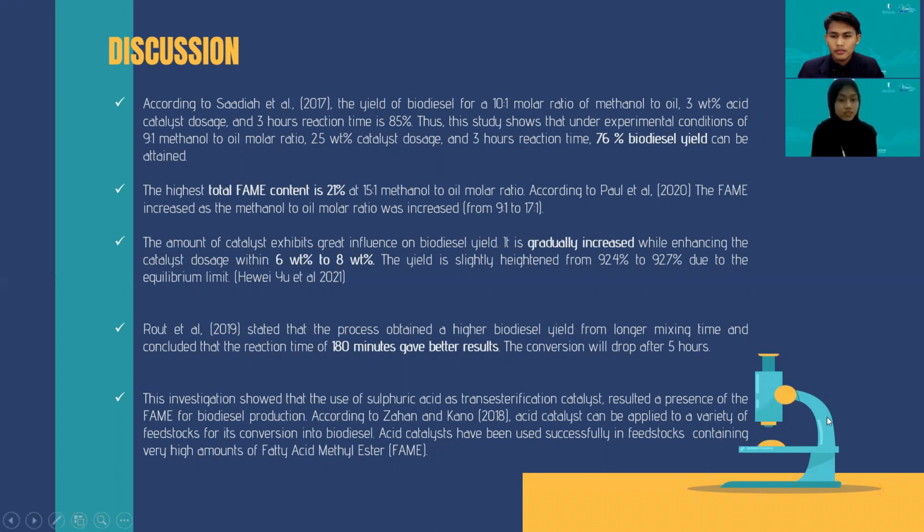Lastly, this impacts the transesterification, which resulted in the presence of fatty acid production. According to Zahan and Hano, 2018, this can be applied to a variety of feedstock for its conversion into biodiesel. Acid catalysts have been used successfully in feedstock containing very high amounts of fatty acid butyl ester.